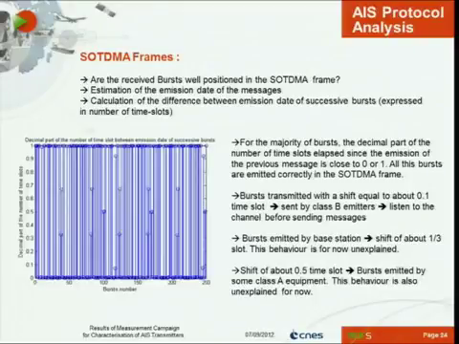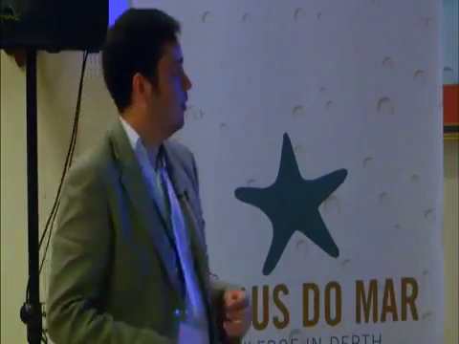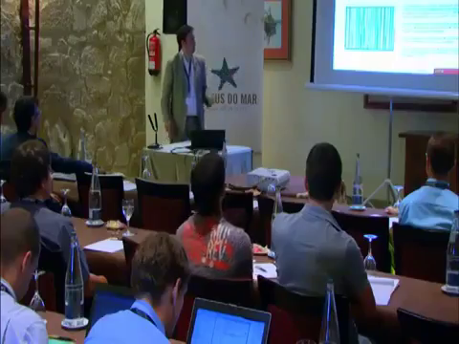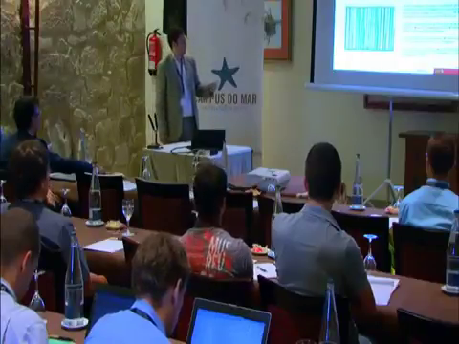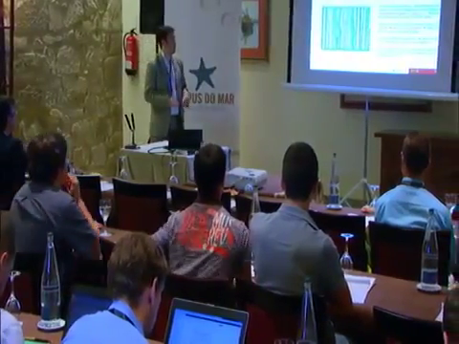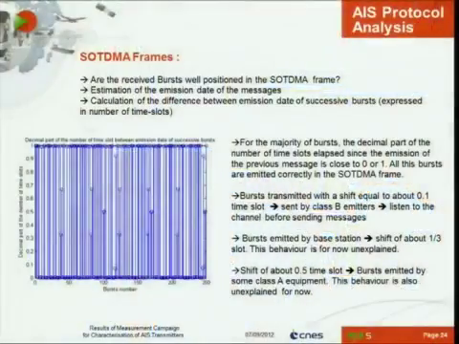difference. For the majority of bursts, this decimal part is close to 0 or 1. That means they are well positioned in the frame, that there is a natural number of time slots between them. But you can see that some bursts are shifted. Some bursts have a shift equal to about 0.1 time slot. These bursts have been sent by Class B equipment. Class B equipment listens to the channel before sending their messages, so that explains the shift.